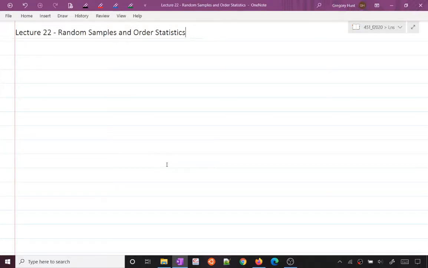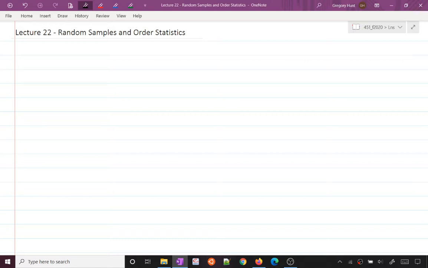This lecture is about random samples and order statistics. So this is really kind of starting to get to the end of 451 material and gives you a glimpse of some of the things that you might talk about in a 452 class. It is typically covered in 451, but it kind of starts to move from probability into statistics.